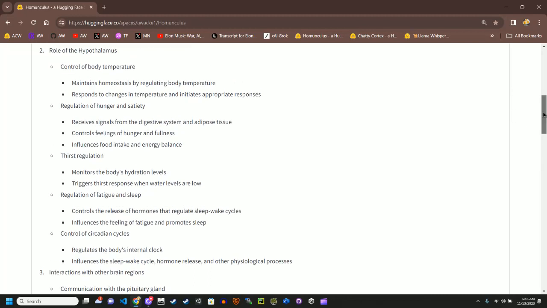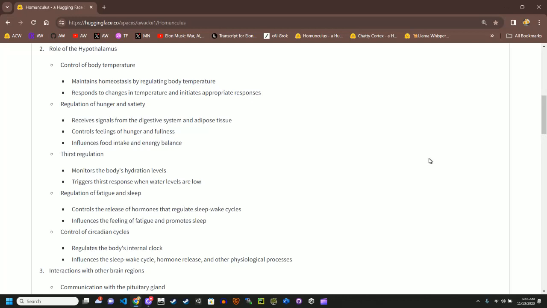Regulation of hunger and satiety. Receives signals from the digestive system and adipose tissue. Controls feelings of hunger and fullness. Influences food intake and energy balance. Thirst regulation. Monitors the body's hydration levels. Triggers thirst response when water levels are low.